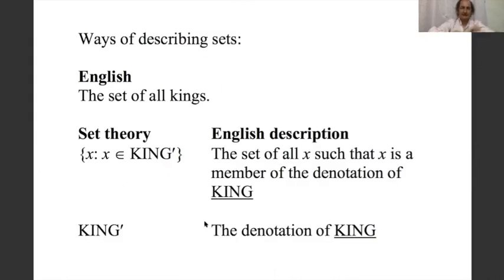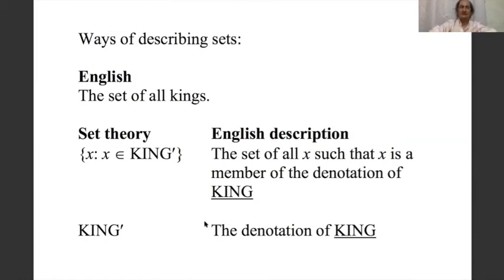Okay, that's the basics of sets and membership. The next thing I want to do is give 5 ways of describing sets. In semantics, we use all 5. One of them is very informal. 2 of them are very formal. And 2 of them are kind of a mix of very formal and informal.